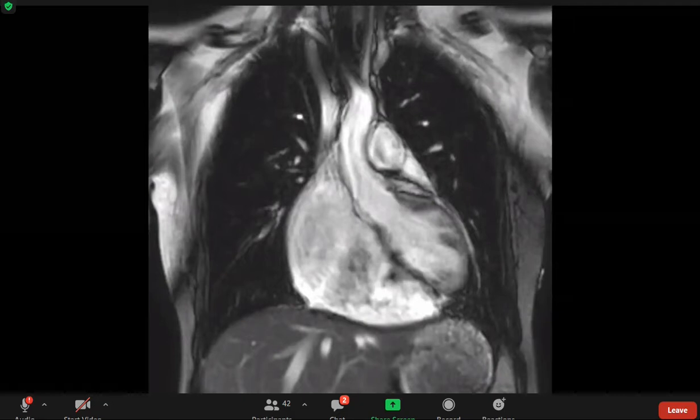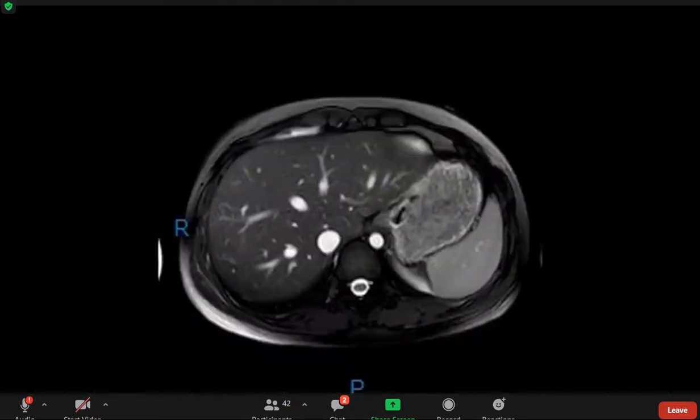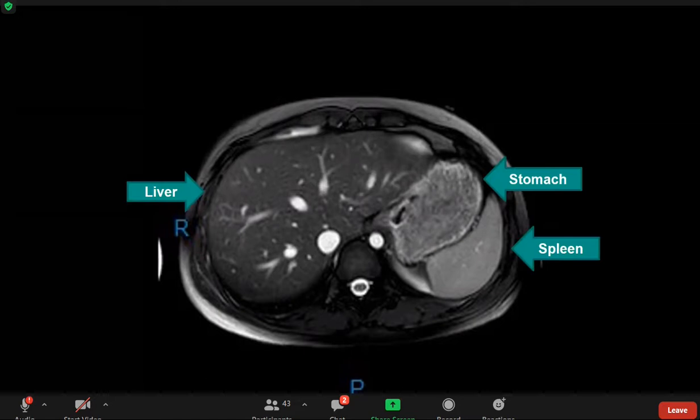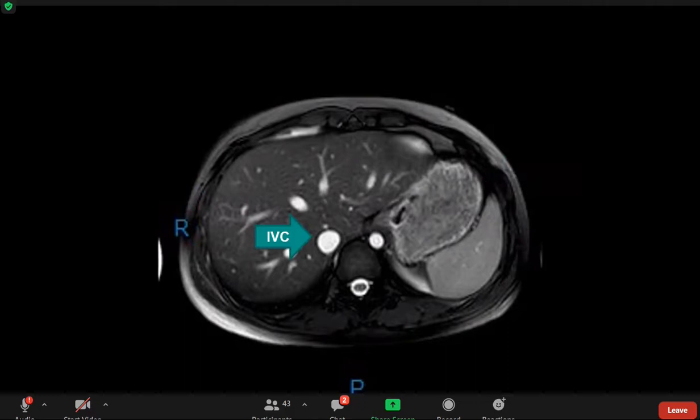Here we see this coronal balanced turbo field echo image. Immediately we can see that there's marked cardiomegaly, predominantly in the right side of the heart. Since we don't have any previous images in this patient, we have to analyze the images carefully to check what kind of congenital heart disease this patient has. First, we determine the viscera atrial situs. We look at the abdominal organs. Here you can see the liver, the stomach, and the spleen in their normal positions. We can also see the supradiaphragmatic portion of the inferior vena cava, which helps us delineate the anatomic right atrium.